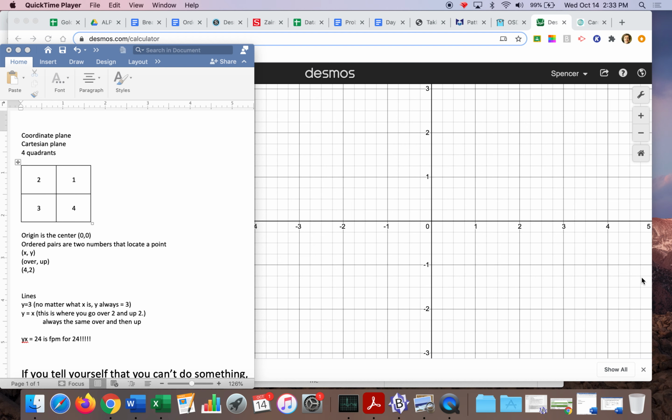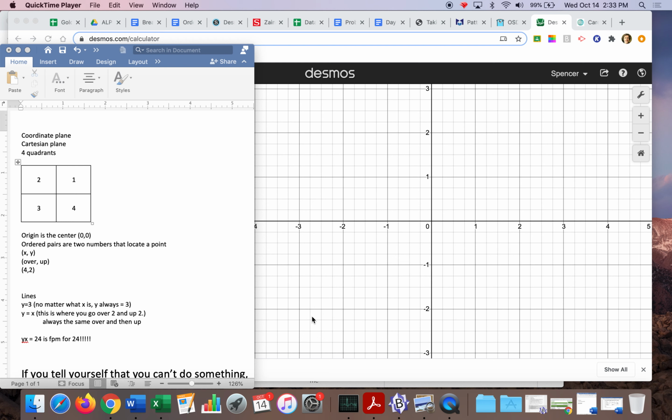So we're going to take a look at the coordinate plane. It's also called the Cartesian plane, and it has 4 quadrants. So this little box here in the Word document shows the quadrant numbers. So this is called quadrant 1, 2, 3, and 4. And in the quadrant over on desmos.com, this is the first quadrant, second quadrant, third, and fourth.